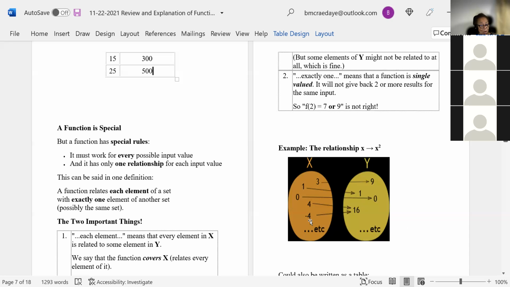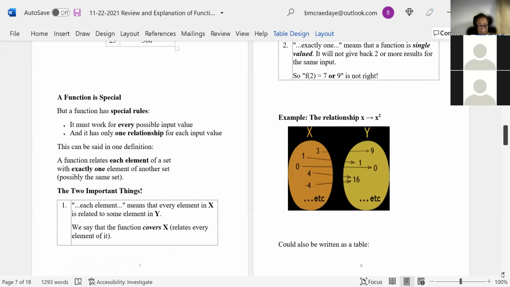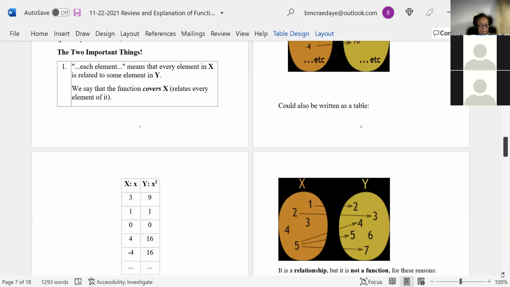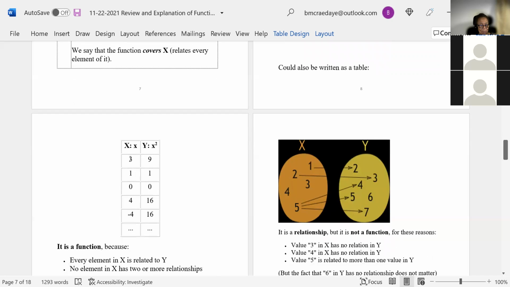If it mapped to more than one, then it would not be a function. And you could write this as a table. Now there it is as a map. Okay, and as a table, you can see it also. Here are your X values: 3, 1, 0, 4, minus 4, and the Y values 9, 1, 0, 16, 16. And if we had a 5 here, 5 squared would be 25.